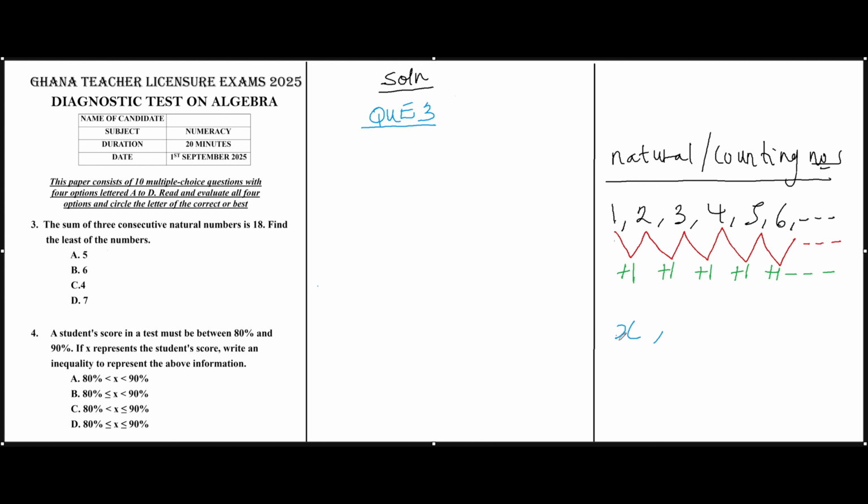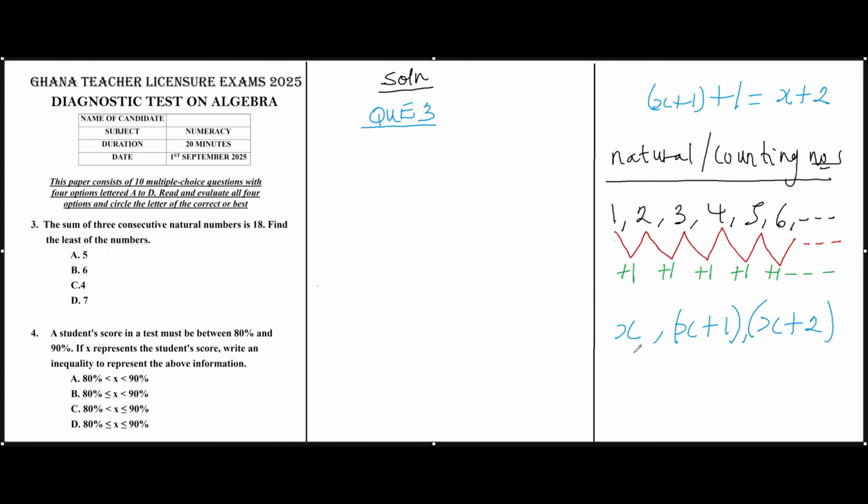So if x is my first natural number and I want the next natural number after x, I just have to add 1 to x, and that will give me x plus 1. So now there is my second natural number. To get my third natural number, what do I do? I still have to add 1 to my second natural number. Initially I had x plus 1, and now I am adding 1, so I have x plus 2 as my third consecutive natural number. So this is the algebraic representation of 3 consecutive natural numbers.